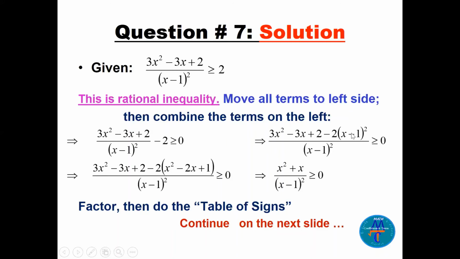Now you have to expand this x minus 1 squared. You know the formula, x squared minus 2x plus 1. Multiply by minus 2 and then add everything. What do we get here? 3x squared minus 2x squared, that's x squared, minus 3x plus 4 is plus x, plus 2 minus 2 is 0. So now we have this one here. Look at this, nice. The same as the one given, but simpler, we have 0 on the right, then ready to make the table of signs.